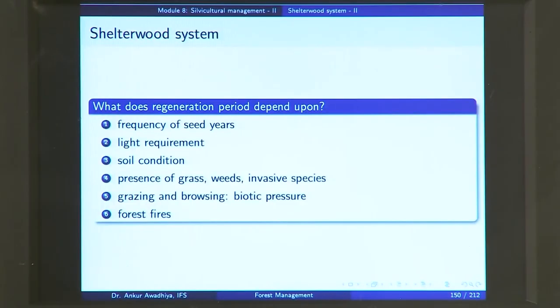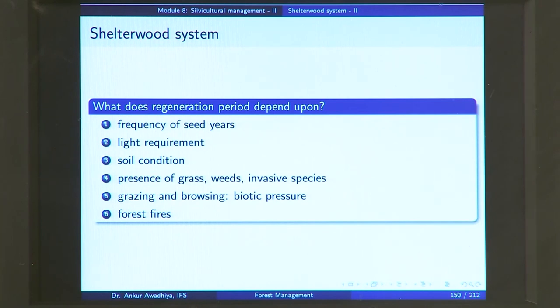So it depends on grazing, it depends on browsing, it depends on forest fires, it depends on invasives, it depends on insects that might be eating up or devouring the young crop. It depends on the site quality, it depends on the frequency of seed years, it depends on the light requirements. So, it depends on a number of factors.